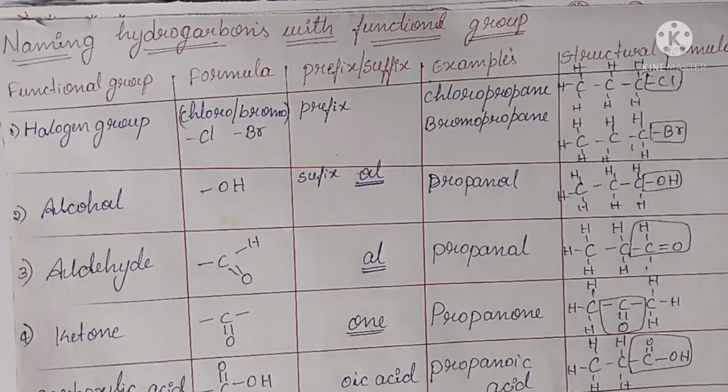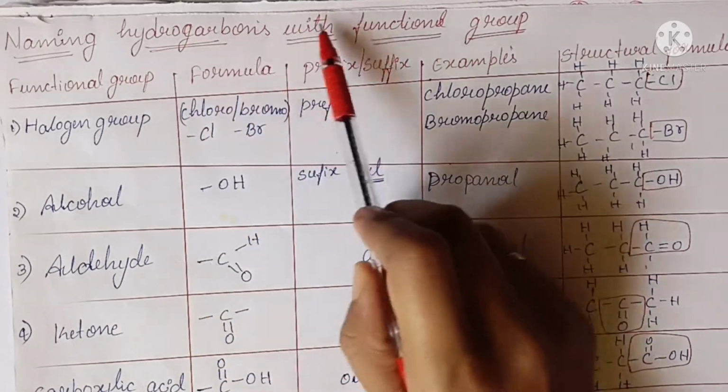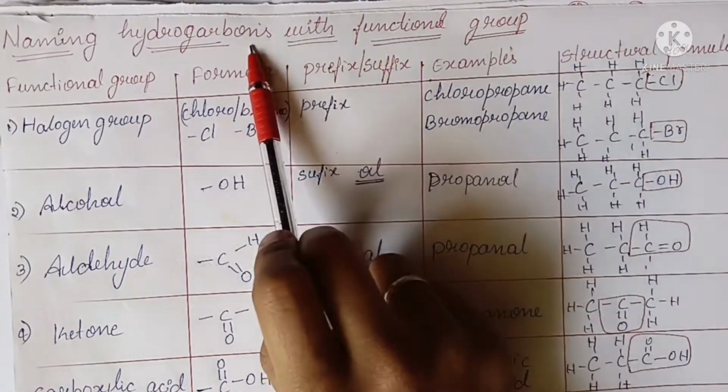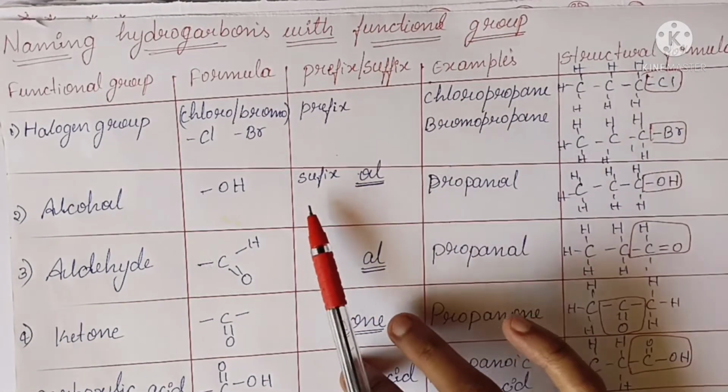Hello students, last time we discussed what a functional group is. Today I am going to explain how to name hydrocarbons with a functional group. If any hydrocarbon has a functional group along with it, how do we name them? Okay, just hang on to the video.